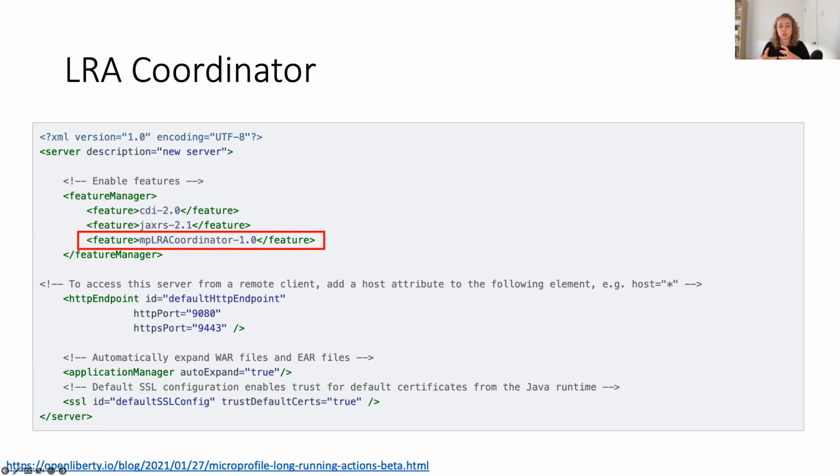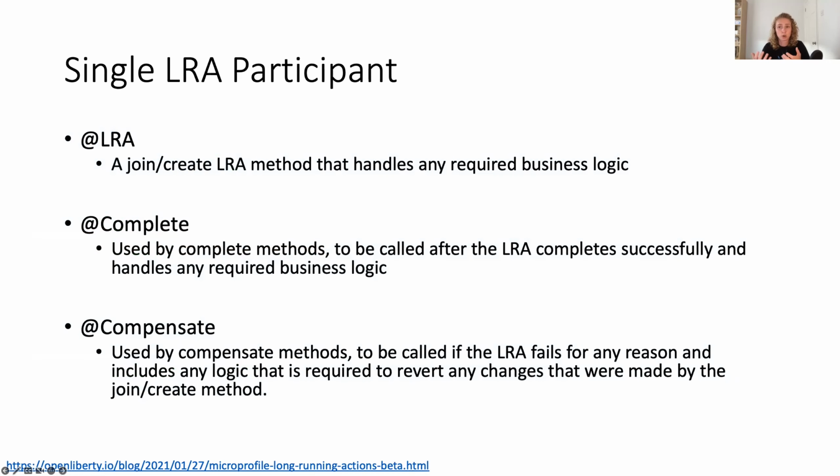So it's fairly simple to get started once we've got it set up. Now, in order to ensure that we've got participants to join this LRA, we'll need to use various annotations, which is a very common underlying feature within MicroProfile specs. You'll see annotations used throughout most of the MicroProfile specifications. In this, we've got three basic annotations: @LRA, @Complete, and @Compensate. These are the bare minimum that you'll need if you want to get started and use it in your application in your participants.